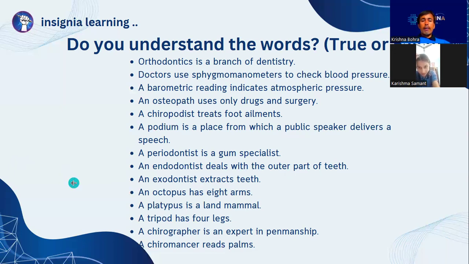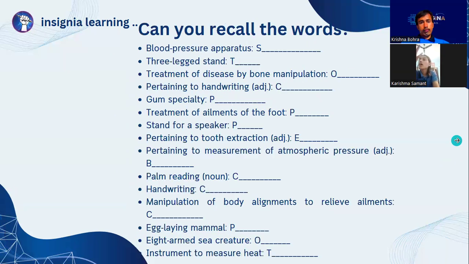An octopus has 8 arms. Yes. A tripod has 4 legs. No. How many legs then does a tripod have? Three. Yes. A chirographer is an expert in penmanship. What is penmanship? Related to writing. Yes. A chiromancer is a palm reader. Yes.